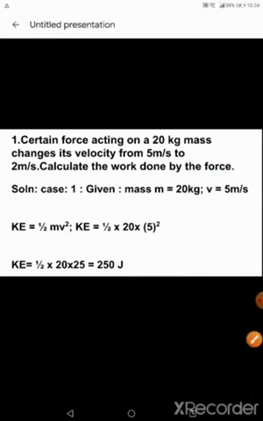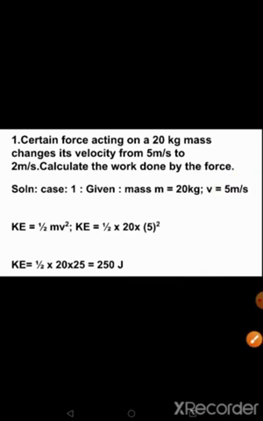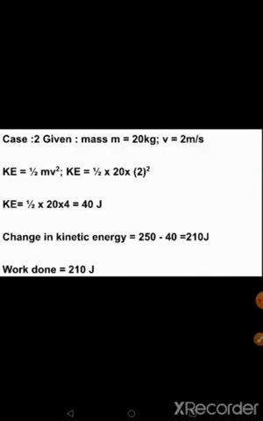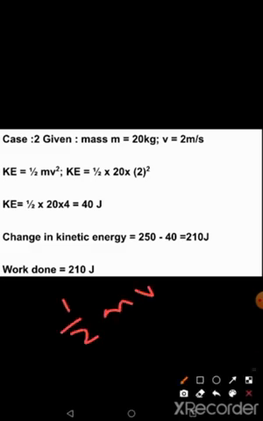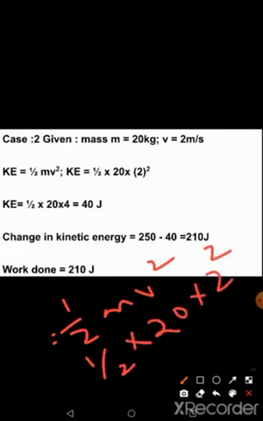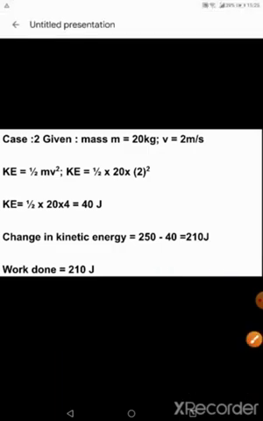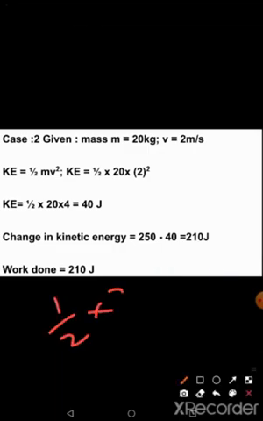So there is a change in velocity from 5 meter per second to 2 meters per second. So let's calculate the kinetic energy when the velocity is 2 meter per second with mass 20 kg. The same formula we will take, half mv square for kinetic energy, and in the place of m you put 20, and in the place of v square you write 2 square, which becomes 4. So you get half into 20 into 4, which is equal to 40 joules.